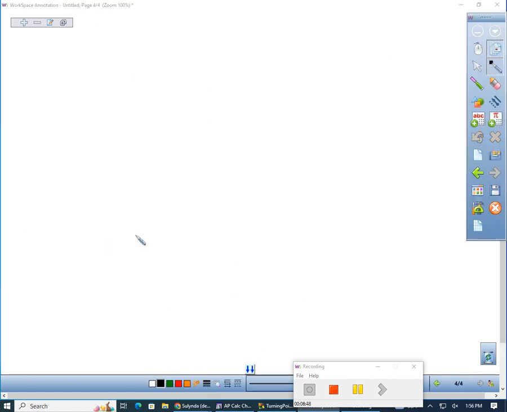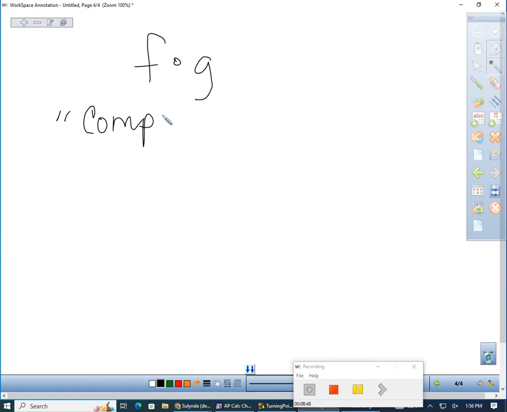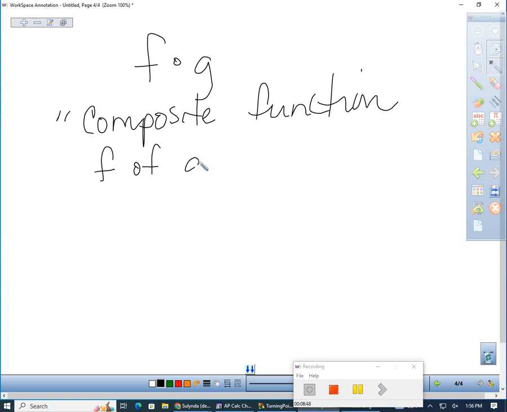Next section. In the next section, we have what we call, I call it FOG. It's actually a function of a function. It's a composite function is what it's called. Composite function. We say this f of g, or it can also be written as f of g of x. These mean the exact same thing.